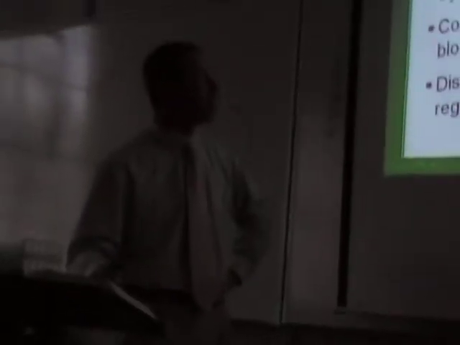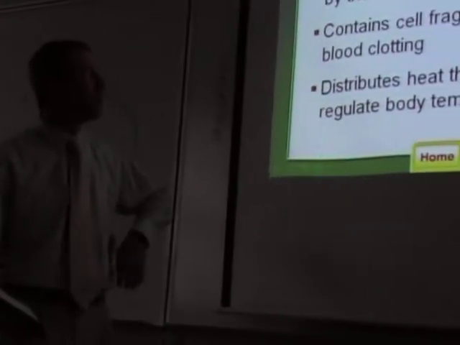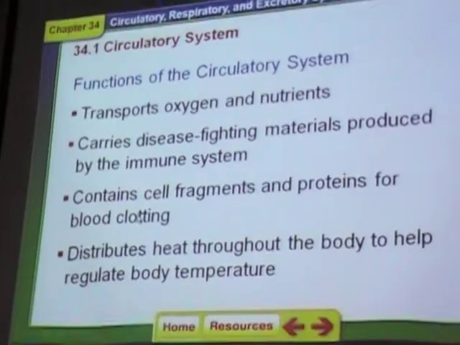The blood carries disease-fighting materials produced by the immune system, like antibodies. They float around in your blood and fight any invaders that get inside your body. There's lots of microscopic little organisms that would love to live inside you. But the blood carries around chemicals and proteins that kill those things.